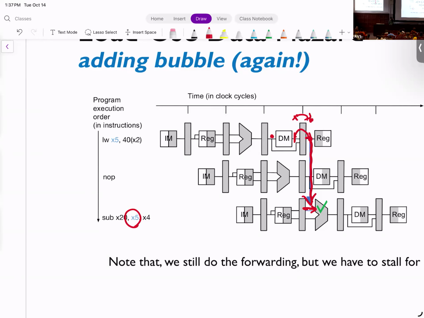If you didn't have forwarding, then you would have another no-op here, and then you would read it from the register directly. So that would be 2 cycles of stall. Okay? So we do forwarding for load-use data hazard, but we also need to stall for 1 cycle. And there is no solution for this. You cannot do anything. Make sense?